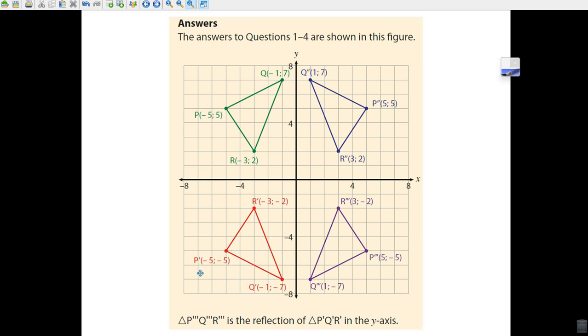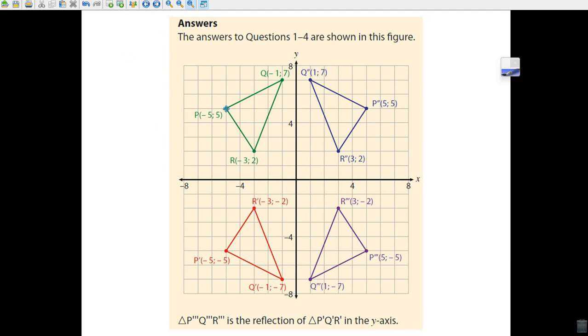And that's it. And then I think they ask you to actually reflect this about the y-axis, or maybe reflect the new one about the x-axis. I forget all the rules there. But this one here is a reflection of the reflection we made here in the y-axis. They ask a question about that, or somehow, I forget what all the words are, it doesn't matter.